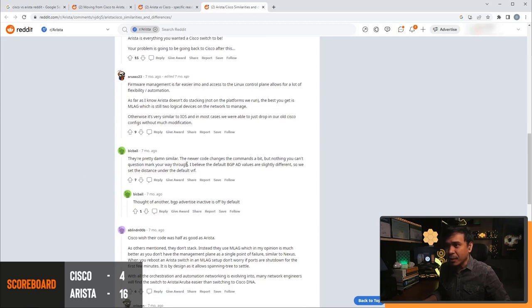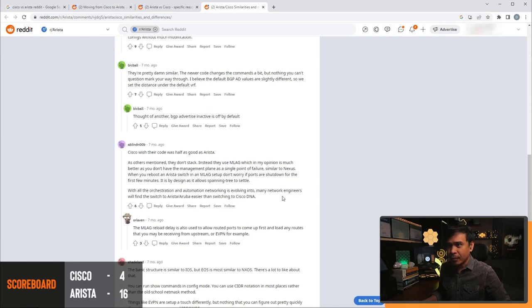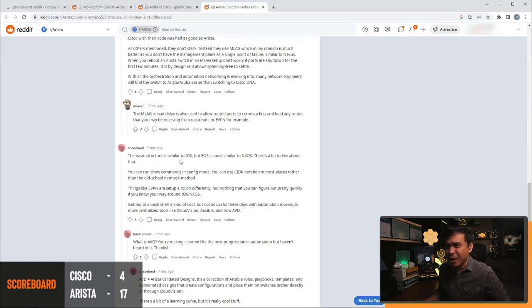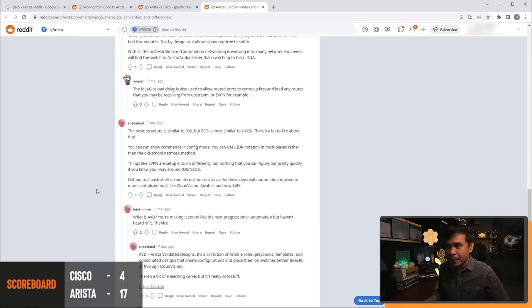They're pretty damn similar. The newer code changes the commands a bit, but nothing you can't question-mark your way through. Okay. Cisco wished their code was half as good as Arista. That's such a mean comment. All right, what else? Basic structure is similar to IOS, but EOS is most similar to NX-OS. Yes, like what we have been mentioning and talking about. There's a lot to like about that.